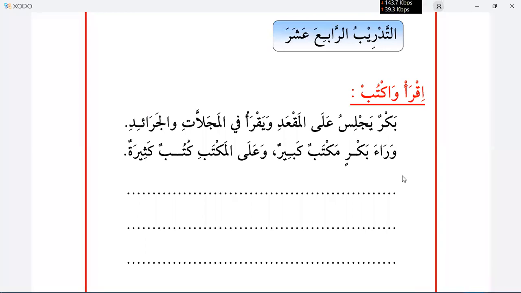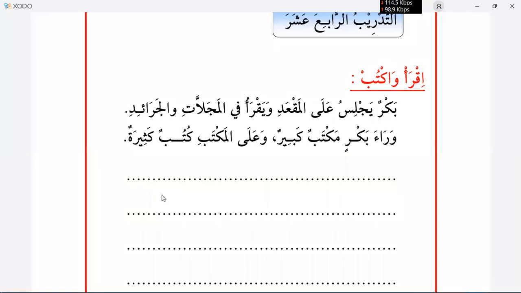Now read and translate this sentence. Okay. Ikra waktub. That is, read and write. Bakrun yajlisu ala al maqadi wa yakra'u fi al majallati wal jara'id. Wara'a bakrin maktabun kabirun wa alal maktabi kutubun kasiratun. Kasira. Okay.